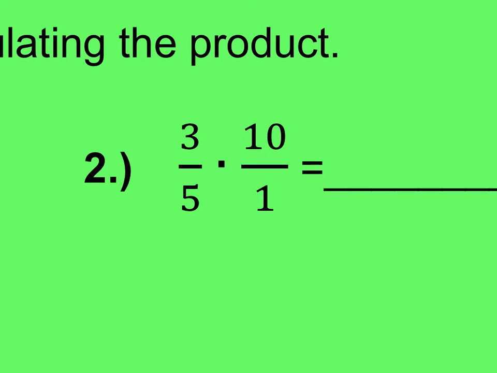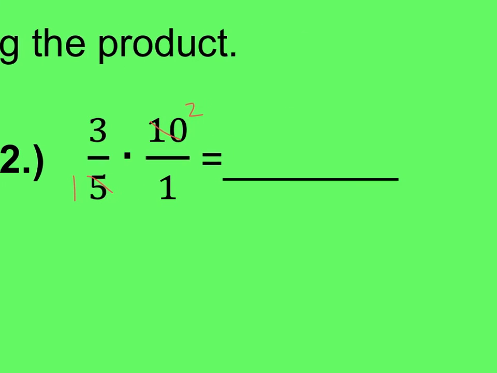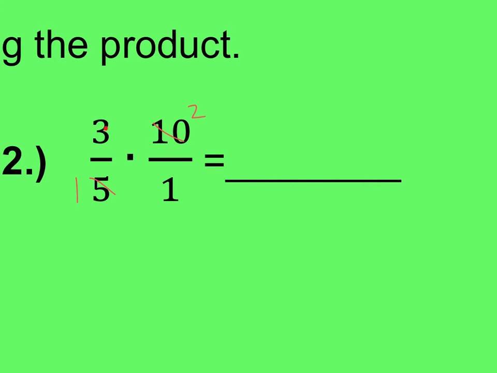Number 2, 3/5 times 10 over 1. So we're going to divide this by 5 and make that a 1, and divide that by 5 and make it a 2, because both 5 and 10 are multiples of 5. 5 is a factor of them. Now we multiply straight across. 3 times 2 makes 6. 1 times 1 makes 1, and then remember 6 over 1 can be just expressed as plain old 6. So again, I pulled out a factor of 5 because both the 5 and the 10 had a 5.